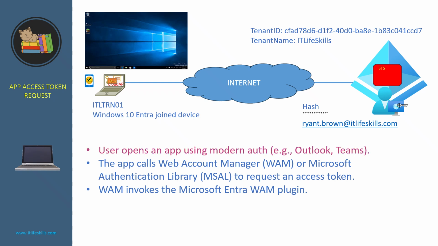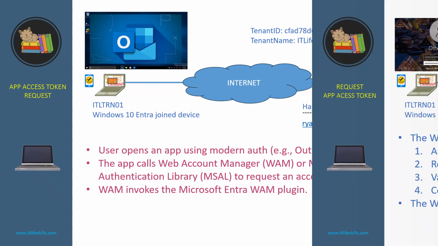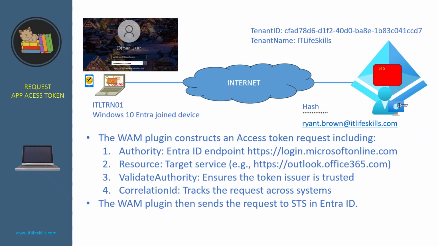When a user opens an app using modern authentication, such as Outlook or Teams, the app calls Web Account Manager (WAM) or Microsoft Authentication Library to request an access token. WAM invokes the Microsoft Entra WAM plugin. The WAM plugin constructs an access token request including the following components.